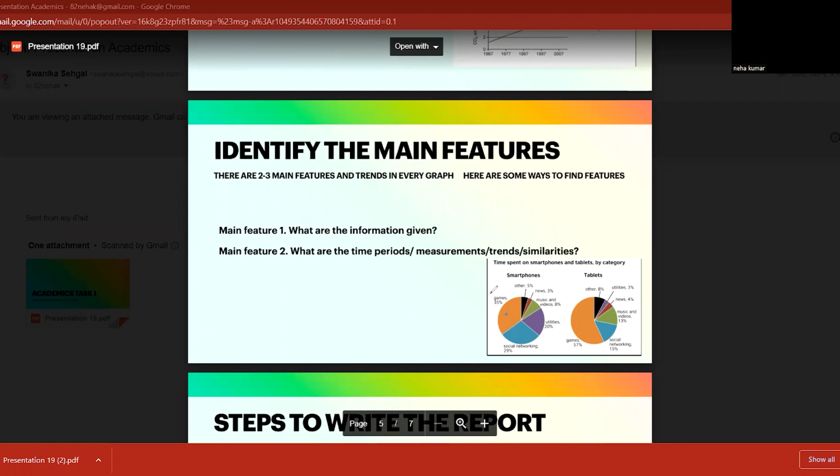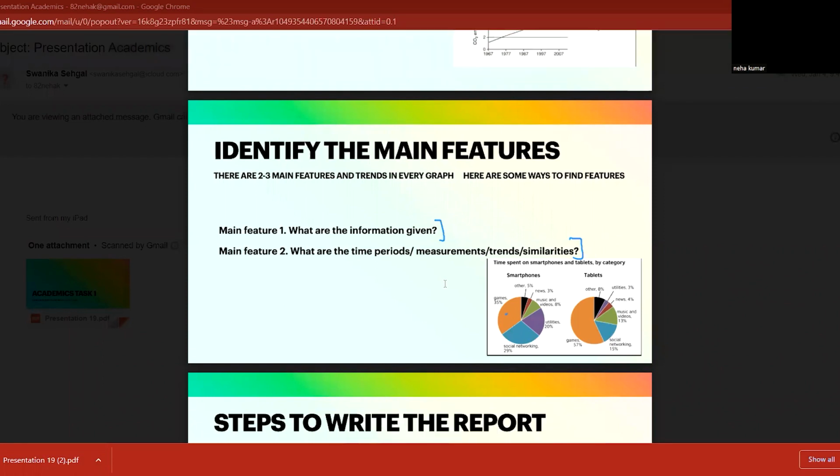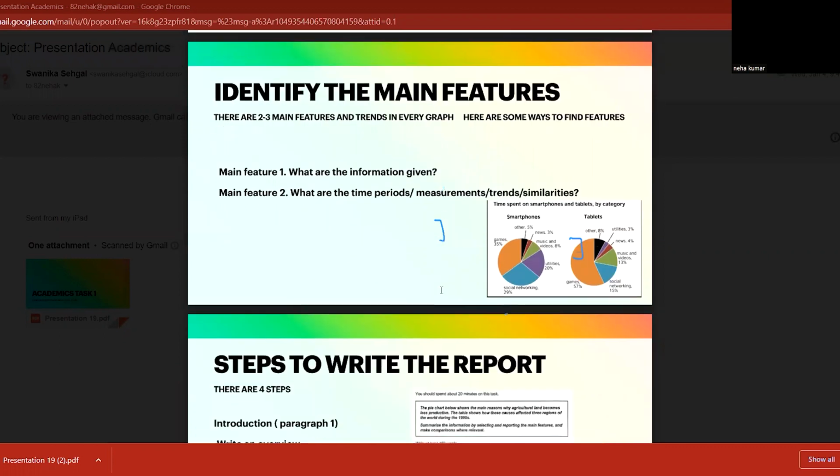We have to very carefully find this information by only looking at the graph. Remember that you do not have to write any information outside the graph. You just have to interpret what is given to you in the graph. From that you will have to write what the main feature is, what is the highest point, what is the lowest point, where the graph is showing contrast, and which time period the graph is talking about.